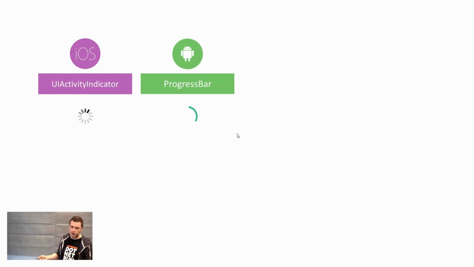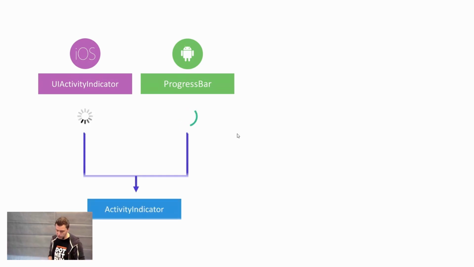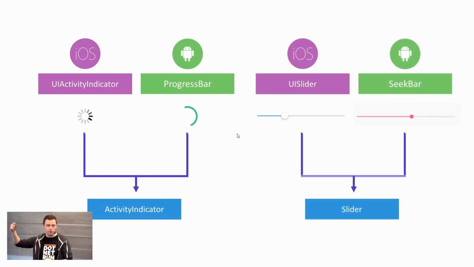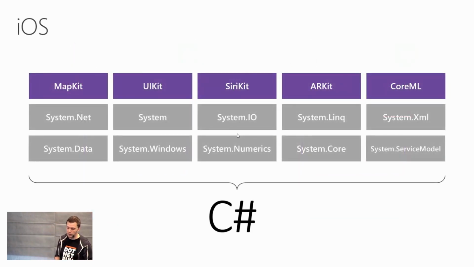And what we do with .NET MAUI, again, very simply put, is we put an abstraction layer on top of that. We say, hey, we call it an activity indicator. And then whenever you specify an activity indicator in your application, it's going to translate itself into the thing that it's supposed to look like and feel on the platform that you're running on. Same for a UI slider or a button or a label or whatever you are using inside of your application. So that's basically what .NET MAUI does.